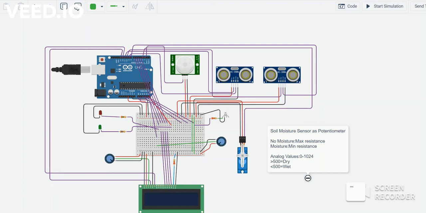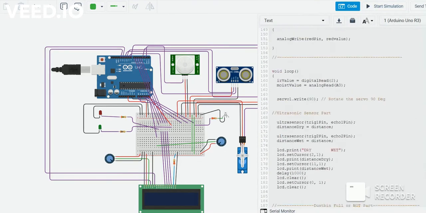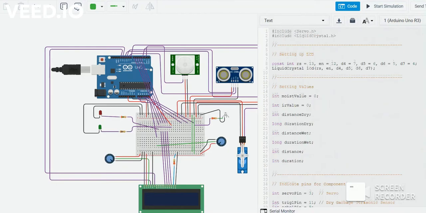Effective segregation of waste means that less waste goes to landfill, which makes it cheaper and better for people and environment. Our project is done on the online simulator Tinkercad. This is the circuit of our project and this is the code related to our project.